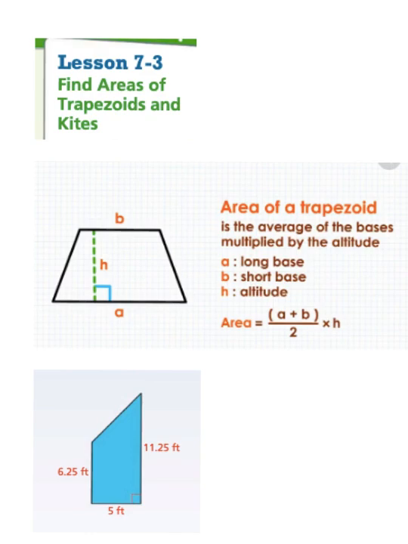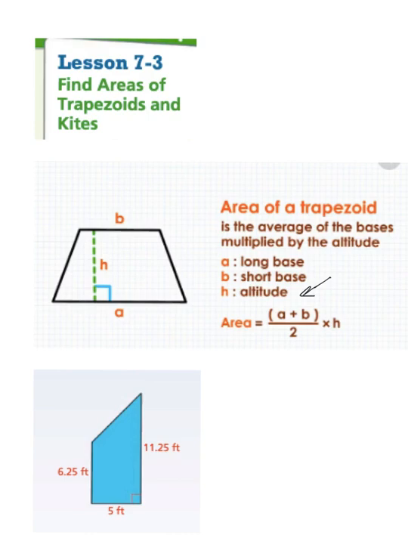Whenever you're looking at a trapezoid, the equation for area of a trapezoid is base 1 plus base 2, divided by 2, times the height. So you're taking the average of the bases when you add them together and divide by 2, and then you are multiplying by the height, or altitude.